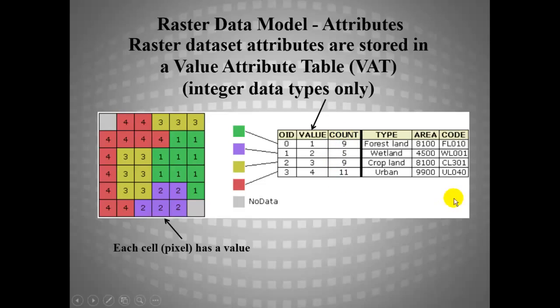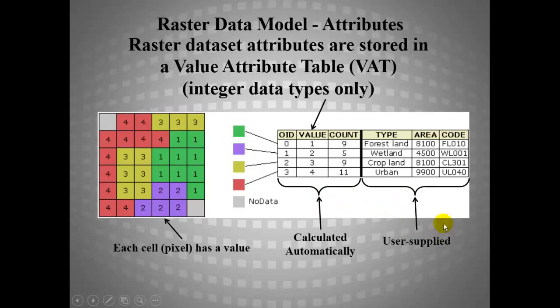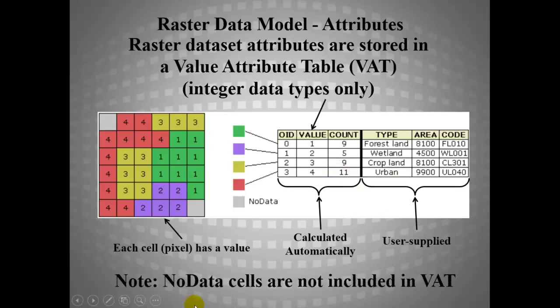Okay, so if we have these values and they're integer values, we might have other non-spatial data in a spreadsheet or something like that, and just like in the vector model, we can join the aspatial or non-spatial data to the spatial data if we have a common value in the two tables. So we're able to actually attach attributes to a raster if it's an integer data type. This part, the value attribute table, is calculated automatically. This is one where you would have to join it, supply that table, make the join. And remember, no data cells aren't included in that value attribute table.